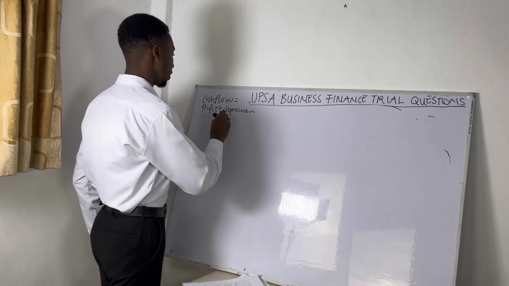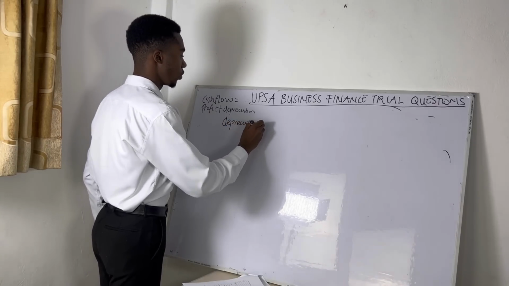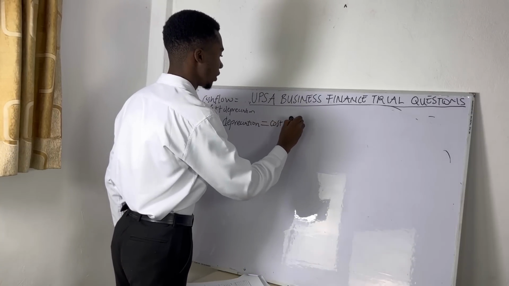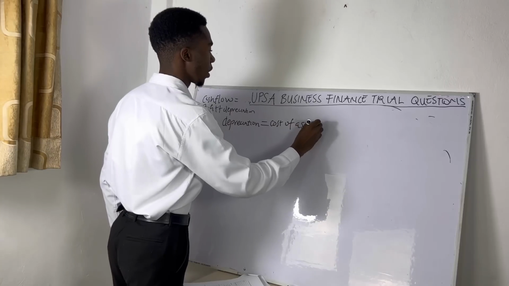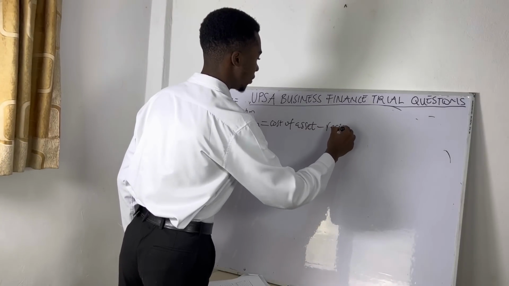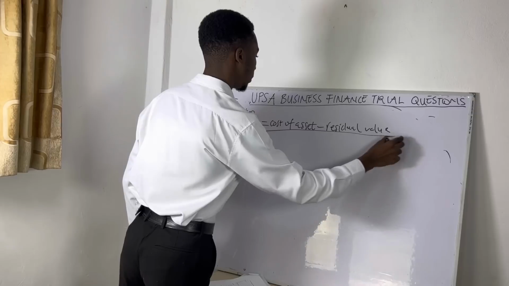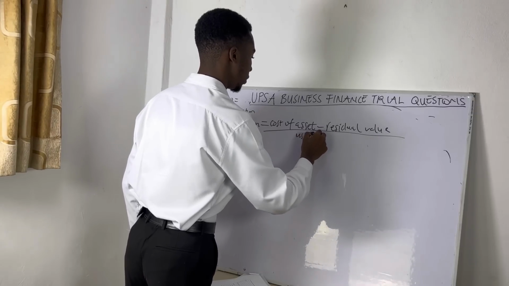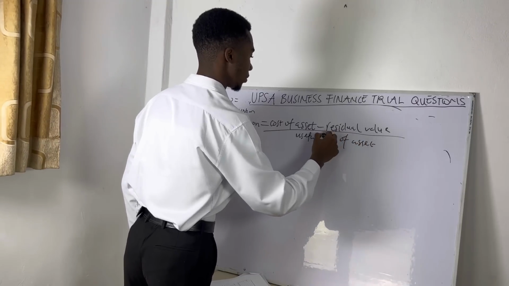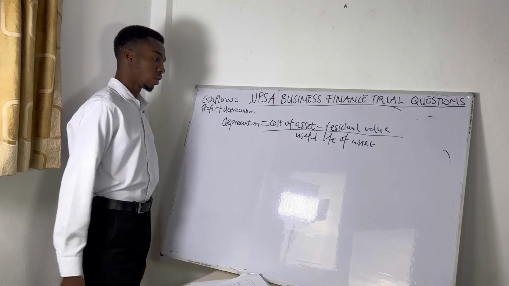So what is depreciation? The formula for depreciation is equal to cost of assets minus the scrap value or the residual value. Let's use residual value, over the useful life of assets. This is the formula for the depreciation. Now, what is the cost of assets?